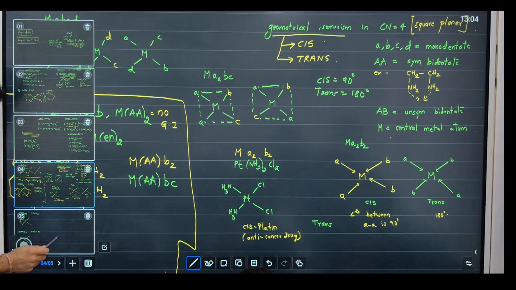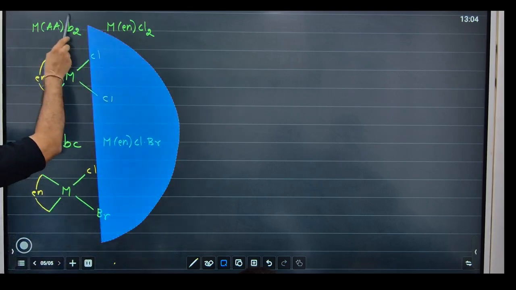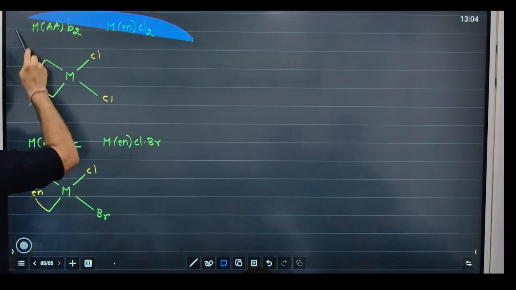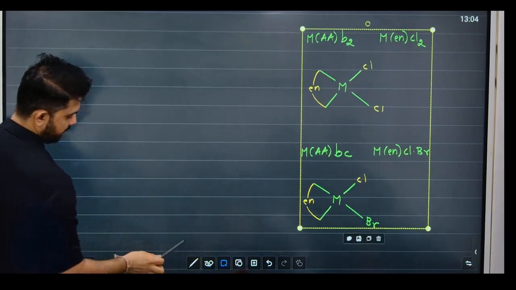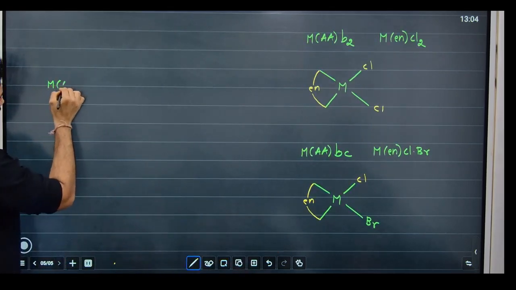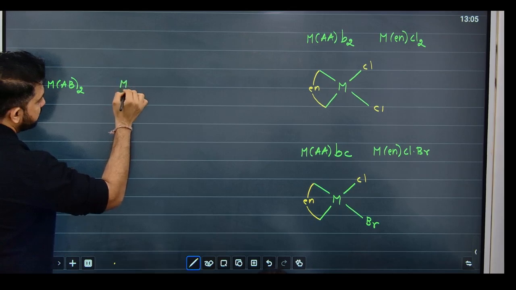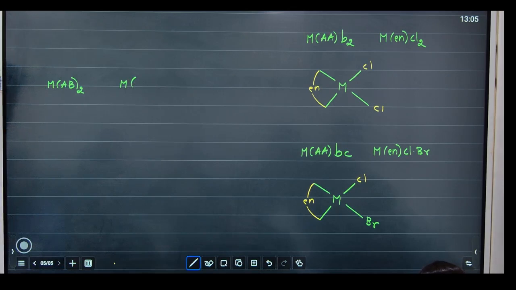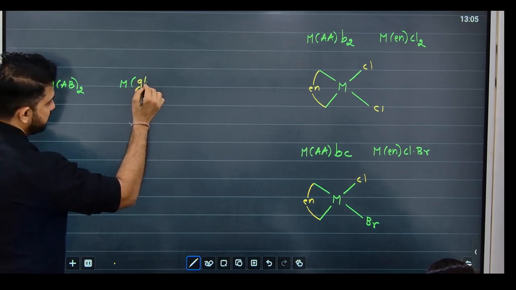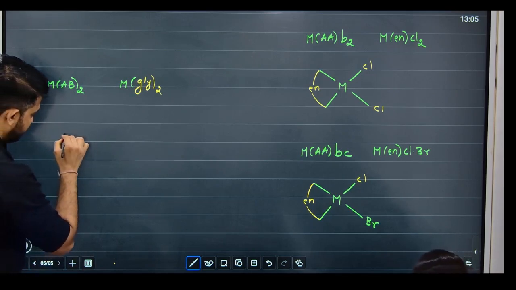But there is one left. Can someone tell me one combination which is left? M A B twice. Can someone tell me an unsymmetrical bidentate? Excellent. Glycinato twice, M.